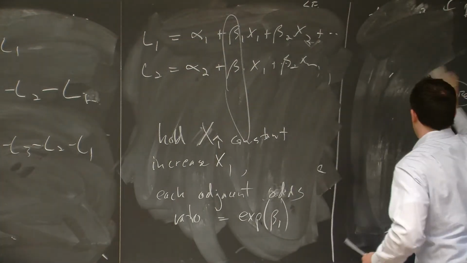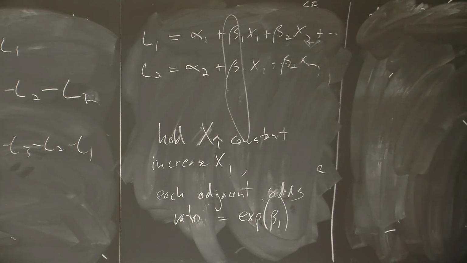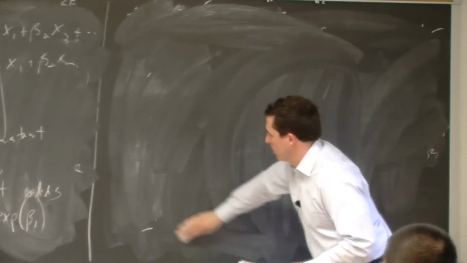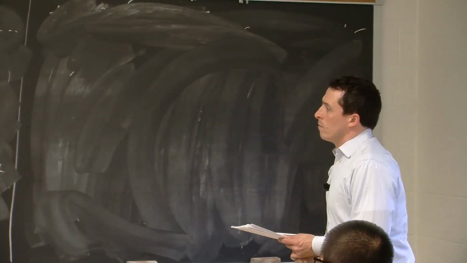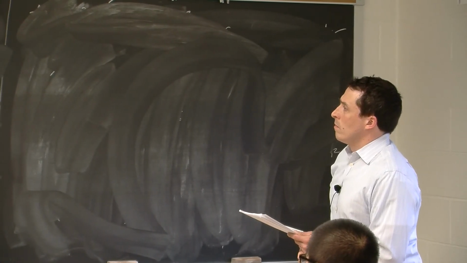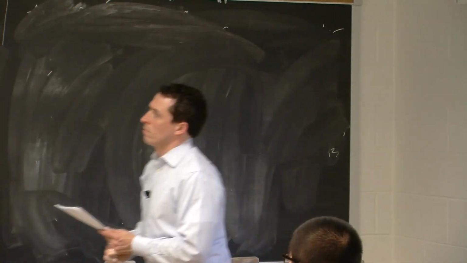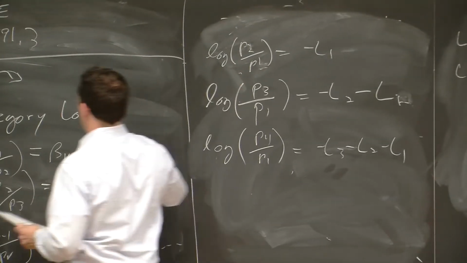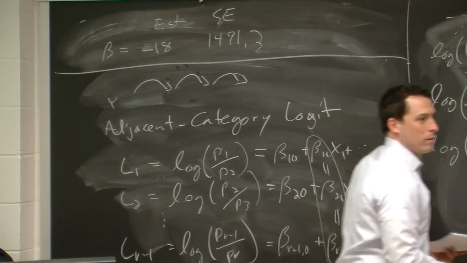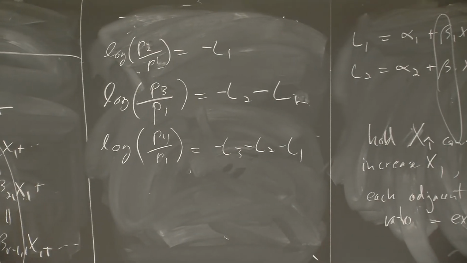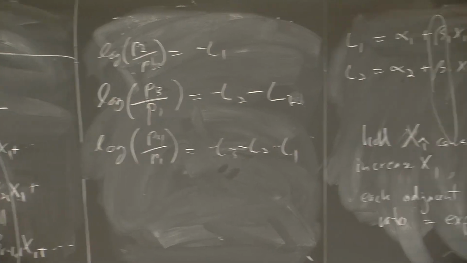Excuse me. I was wondering, we got log P2 over P1 equal to minus L1. So the minus one basically comes from the reciprocal? Yeah, that's right, because this is 2 divided by 1, and this is 1 divided by 2. So we take the reciprocal and then we take the log. That's the reason why we have the minus sign.